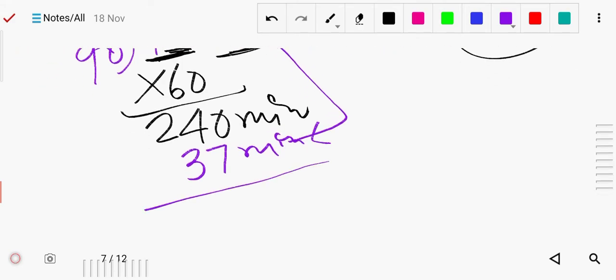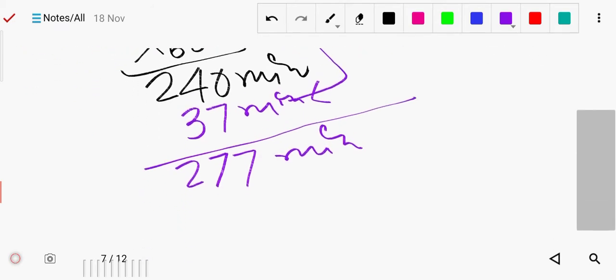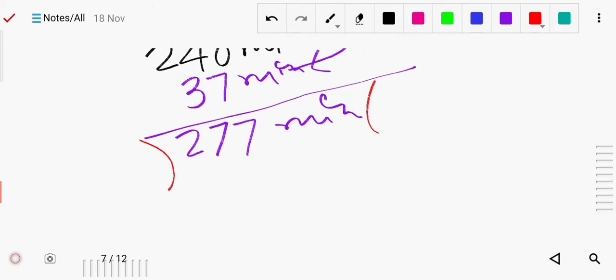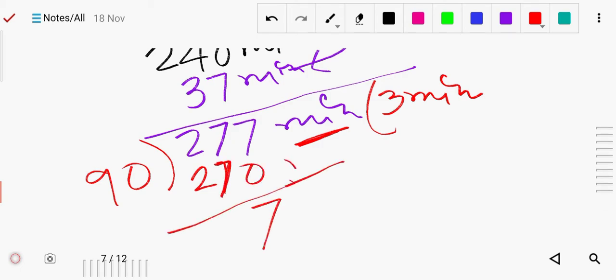So these two will be added. When you add, it will be 277 minutes. Now you can see this 277 can be divided by 90, so we divide by 90. How many times? First of all we divide, so 3 times. And again, this is minutes, so in the question part also it will be minutes. So it will be 270. Now 7 will be the remainder, and this is in minutes also. So now it is 7 minutes.